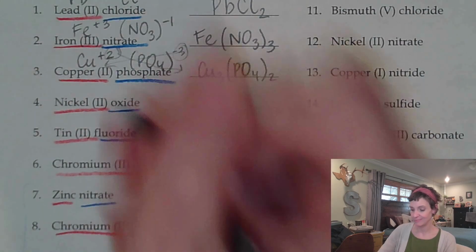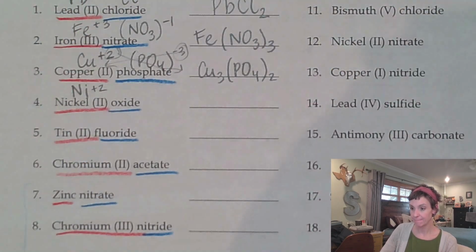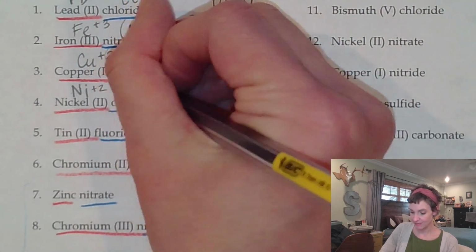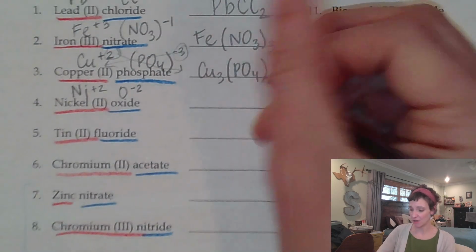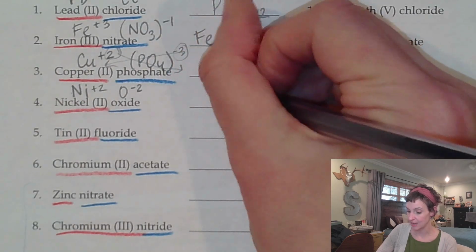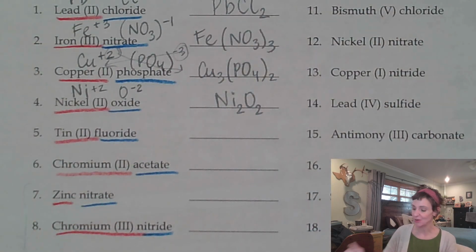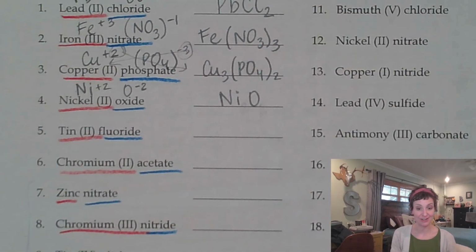Okay, nickel. Nickel's got a +2. Oxide, that's plain old oxygen with a -2 charge. I got a 2-to-2 ratio. That would normally look like Ni2O2, but that 2-to-2 ratio I can reduce down. So it is a 1-to-1 ratio.